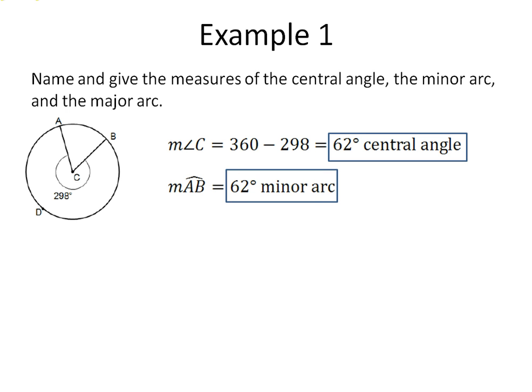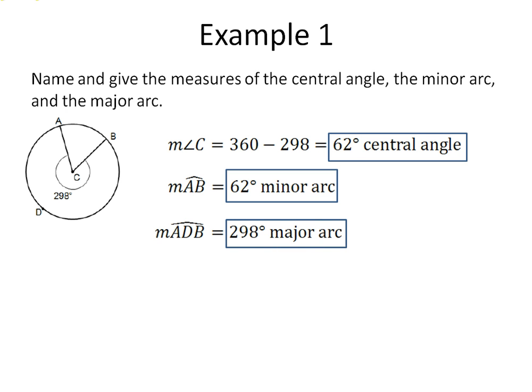Okay, so since the central angle subtends this arc AB, which is directly part of it, that has the same degree measure as what the angle does. So it has 62 degrees of arc.